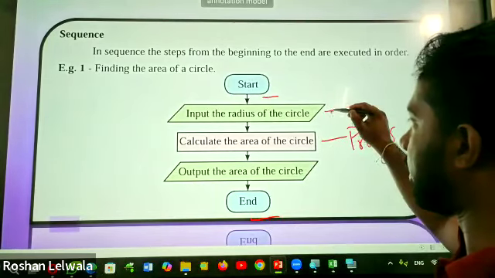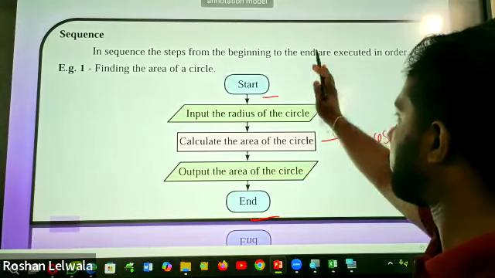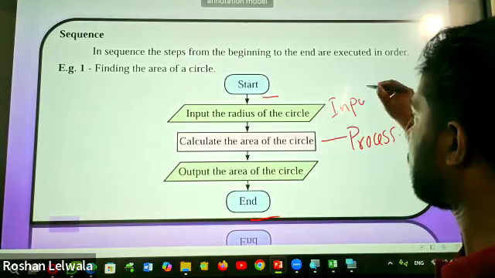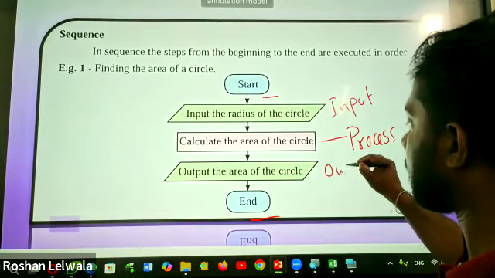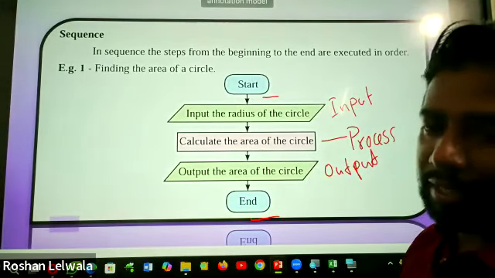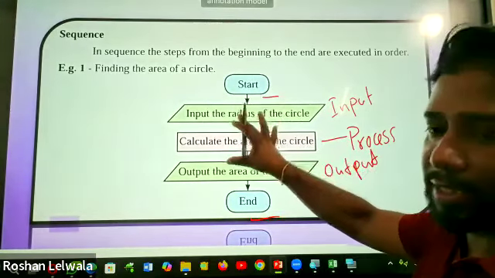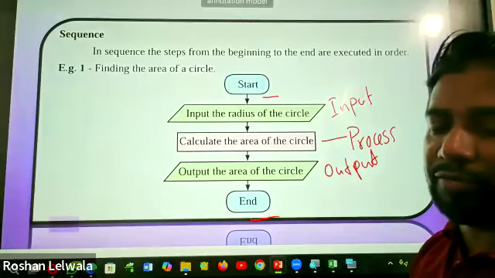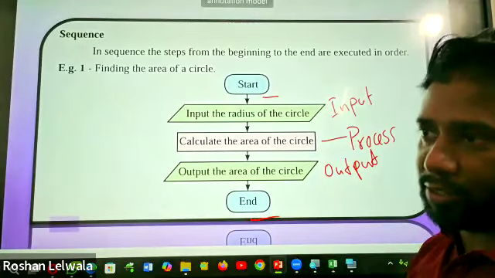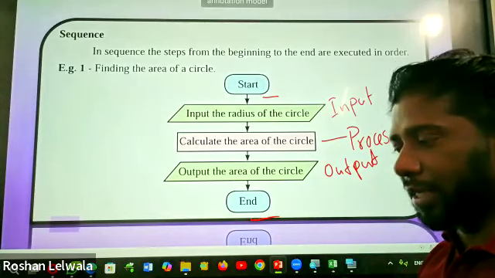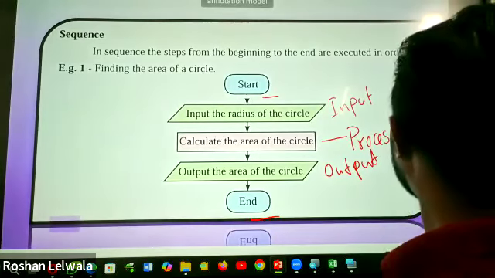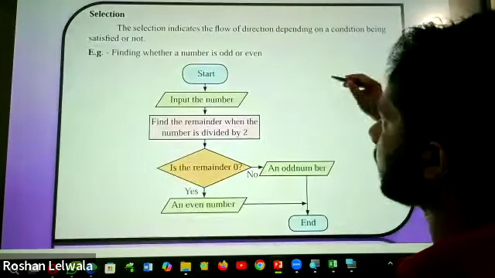This is the input. This is the output. Like that, we can mention it. Then it is a little bit easier to identify than writing text. It provides a better understanding of the algorithm. Okay, that is the method.